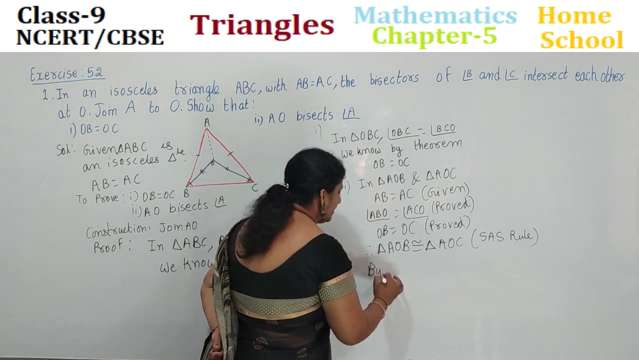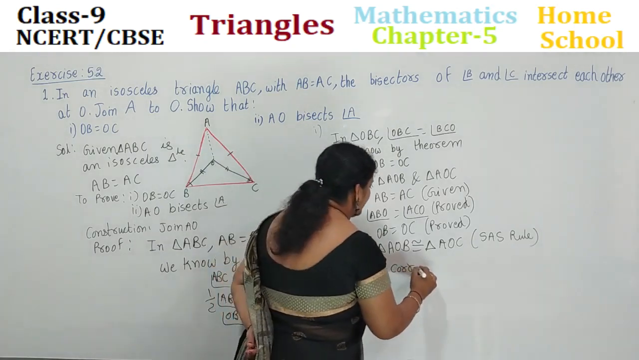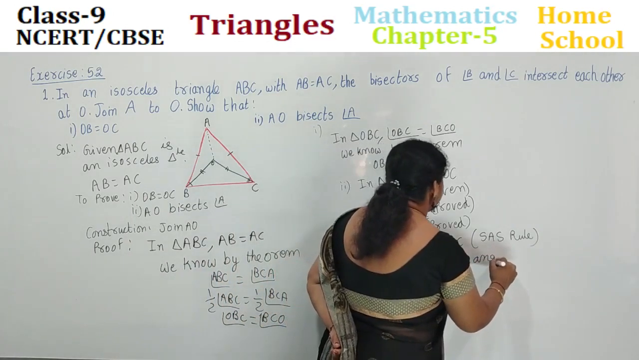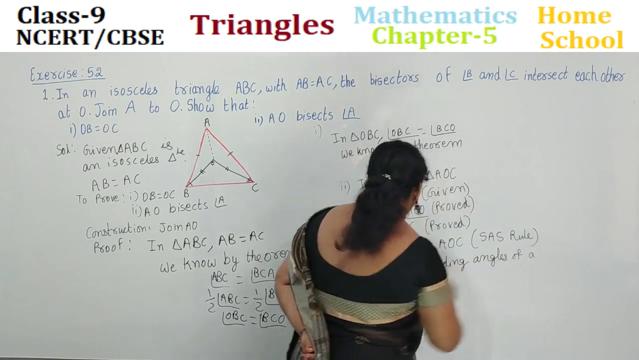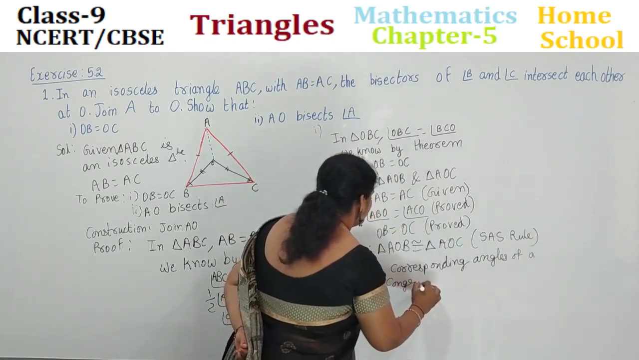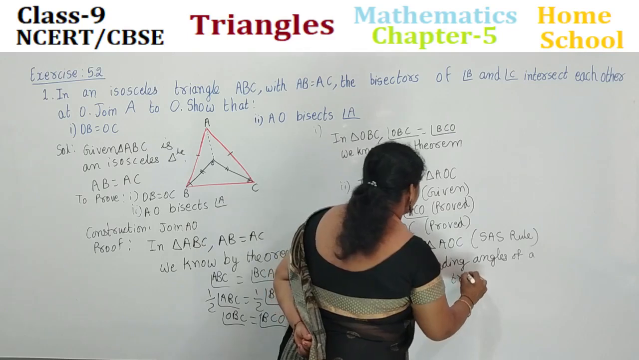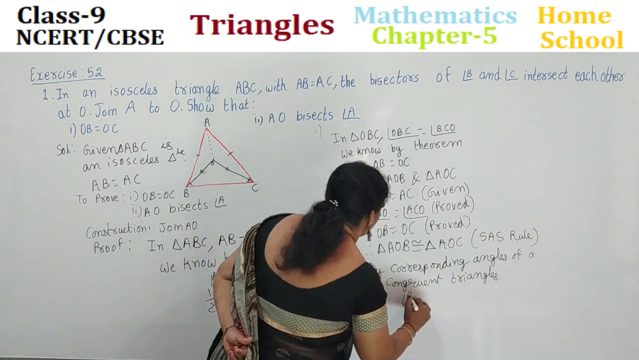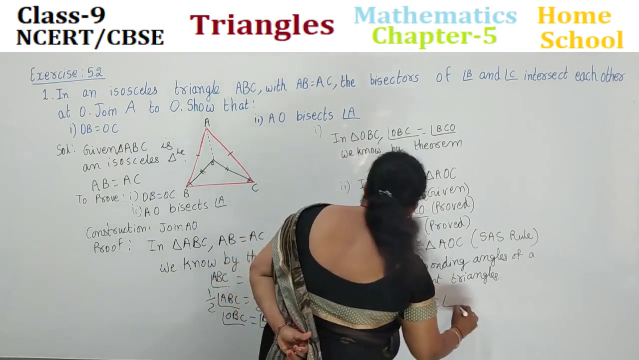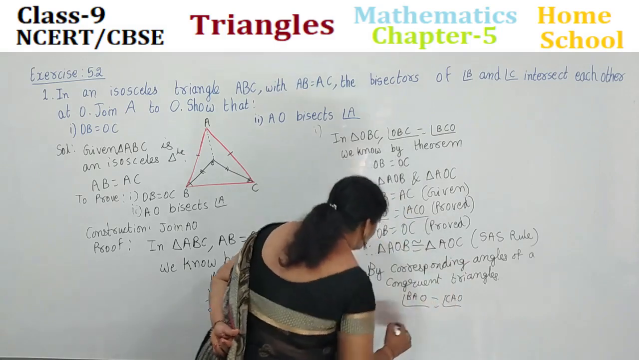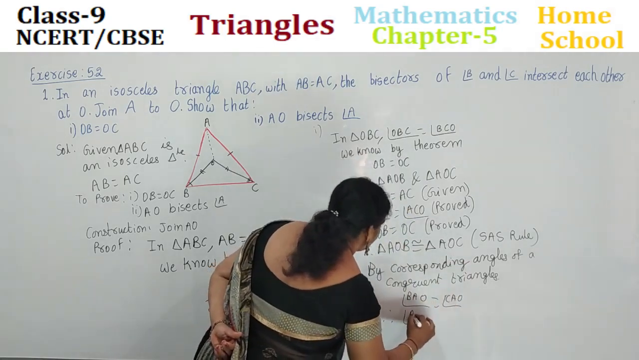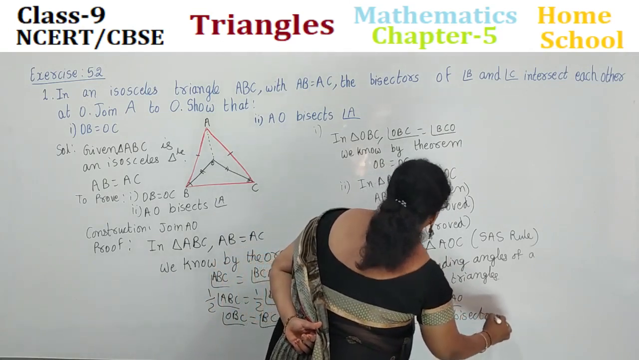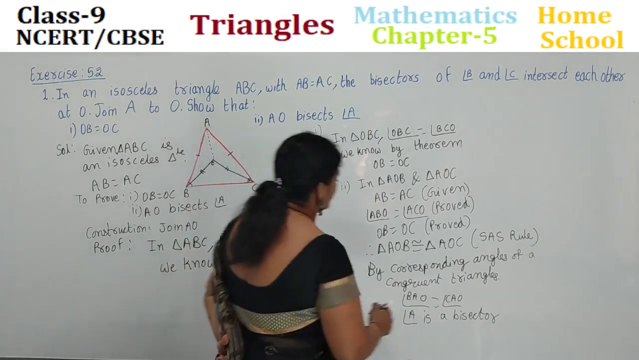Therefore, by corresponding angles of congruent triangles, you can equate, children. So, I can say that angle BAO is equal to angle CAO. That means, therefore, AO is a bisector of angle A.